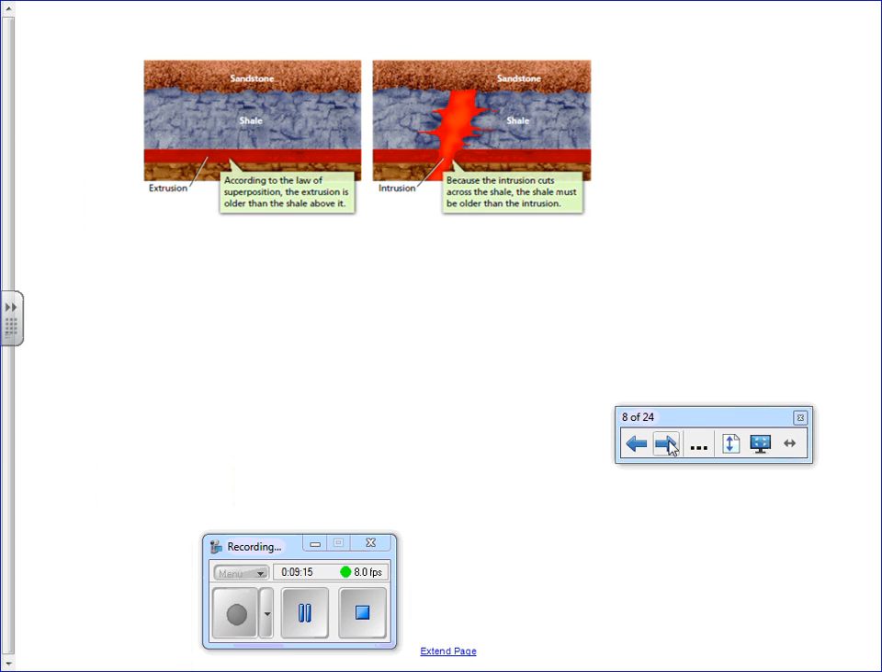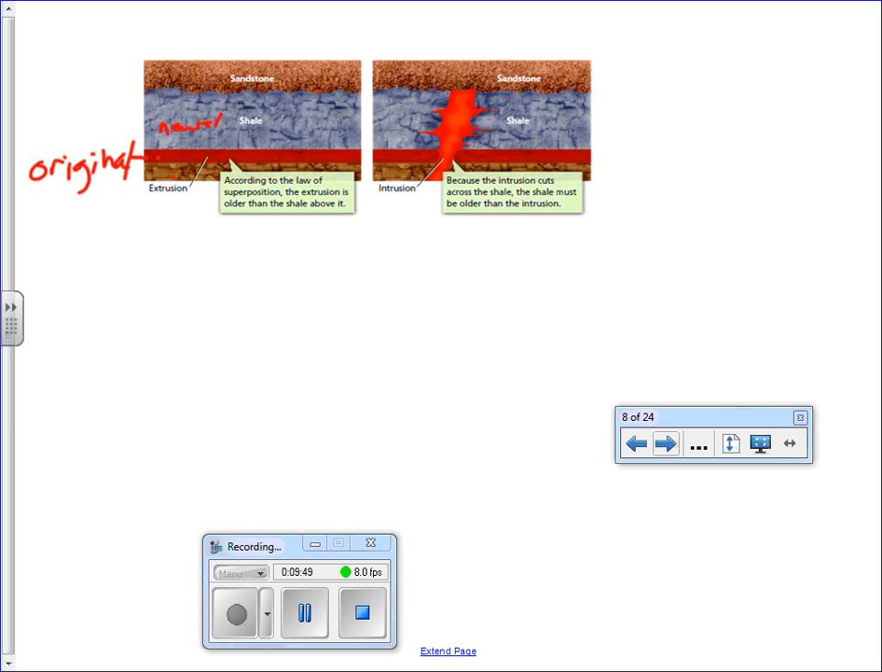Another thing that can happen to the layers, and in your second worksheet, there are some pictures like this, is igneous intrusion. Igneous rock is magma or lava. So here's the original rock. According to the law of superposition, this extrusion is older than the shale above it, of course. This is older, this is newer, because that's the order they formed in.